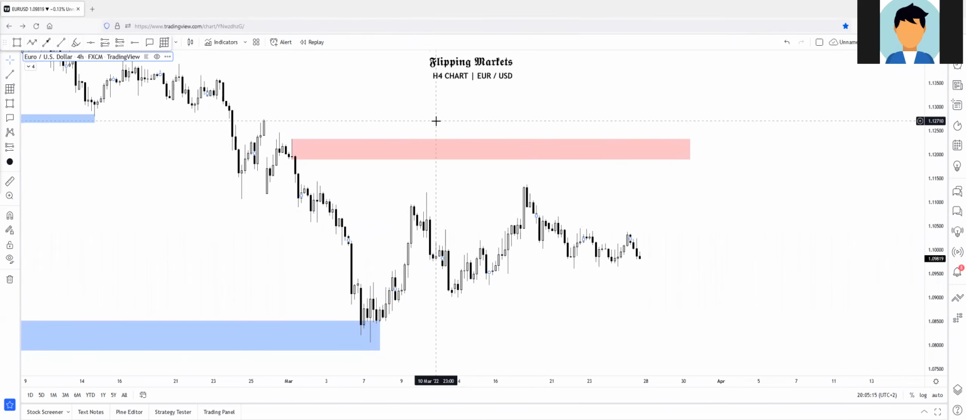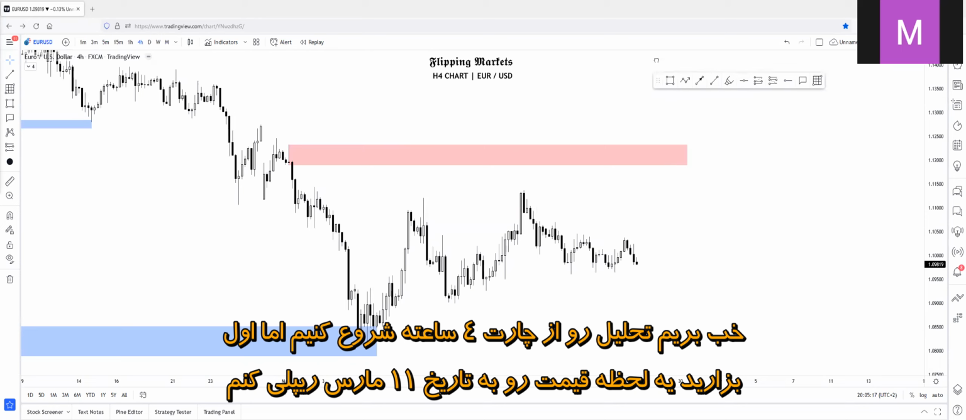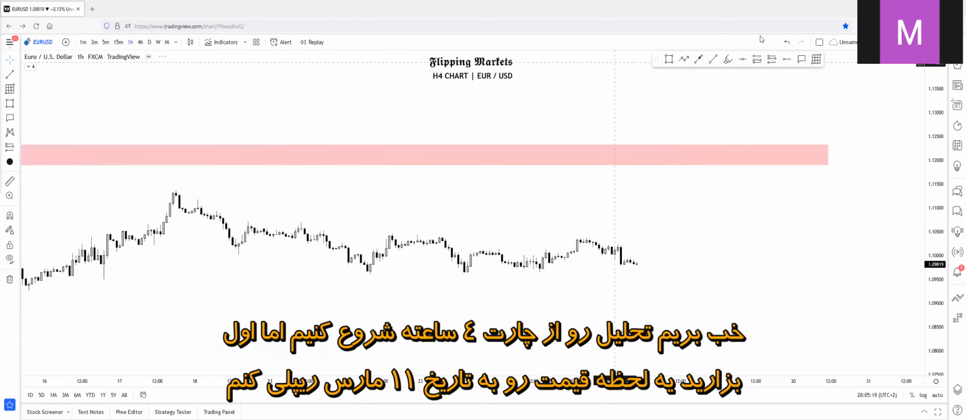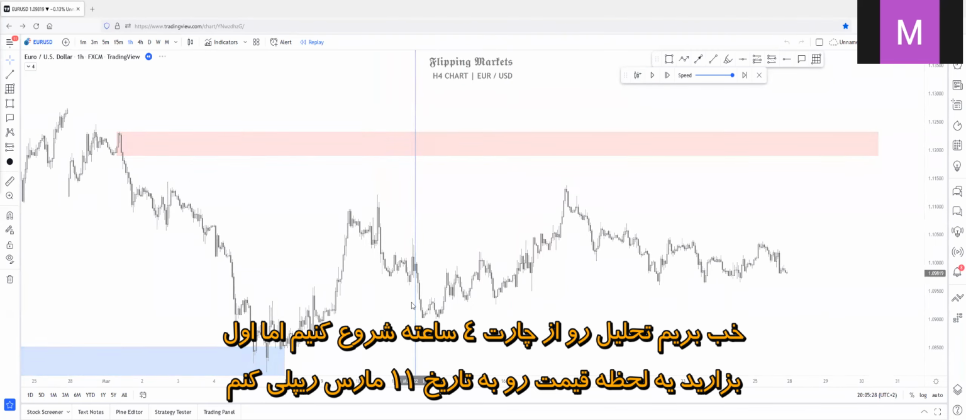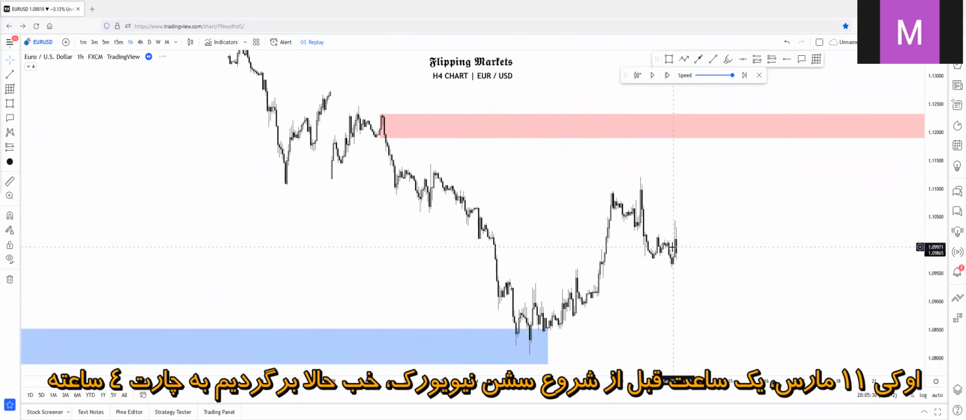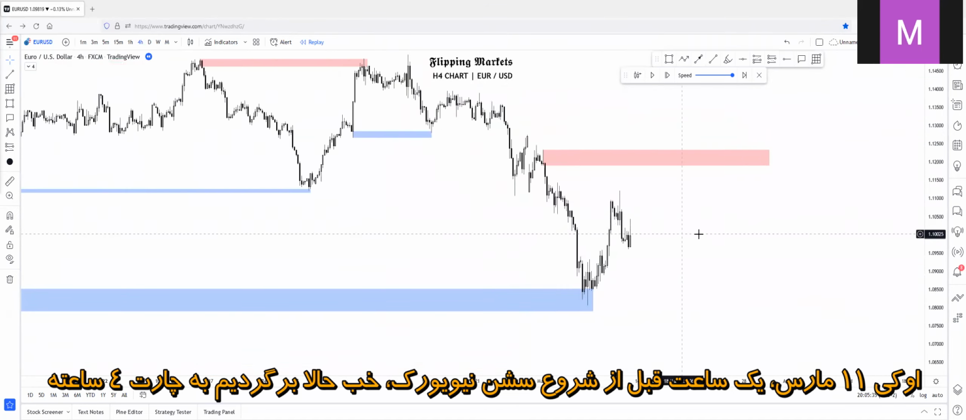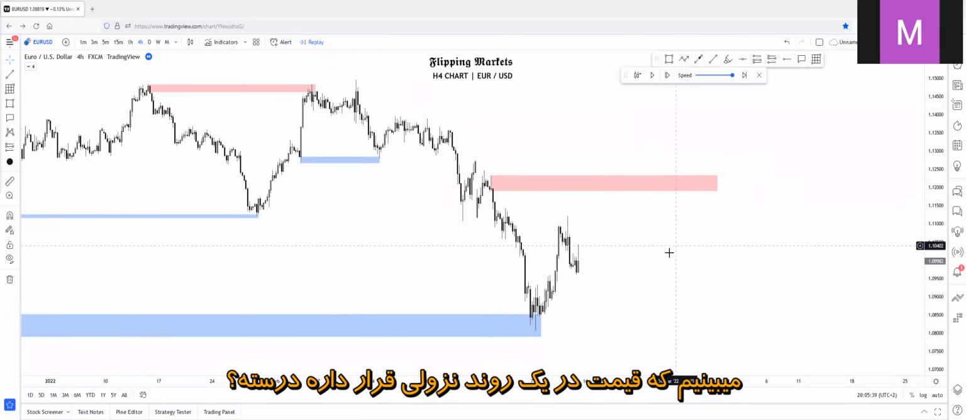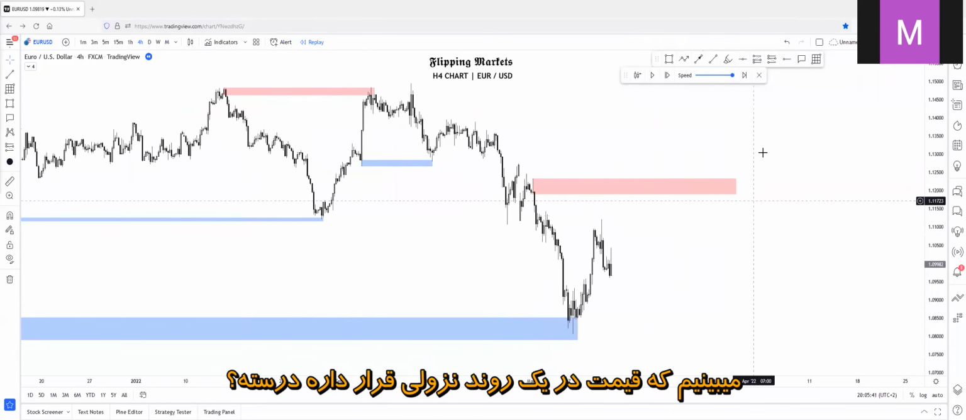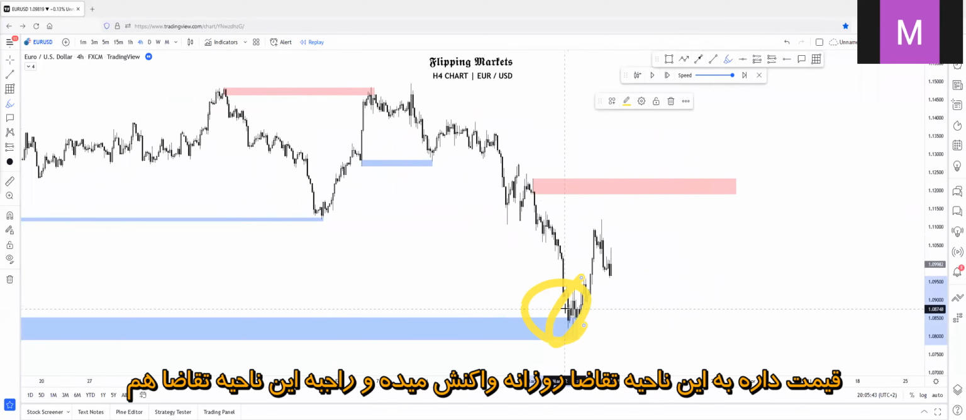So let's just start the analysis on the 4-hour chart, but actually let's just replay price first to the 11th of March, which is right here. Okay, 11th of March, 1 hour before New York session starts, and let's switch to the 4-hour chart. So what can we actually see on the 4-hour chart? We can see that price is in a bear trend, right? Price is reacting on this daily demand zone, on this daily demand level.